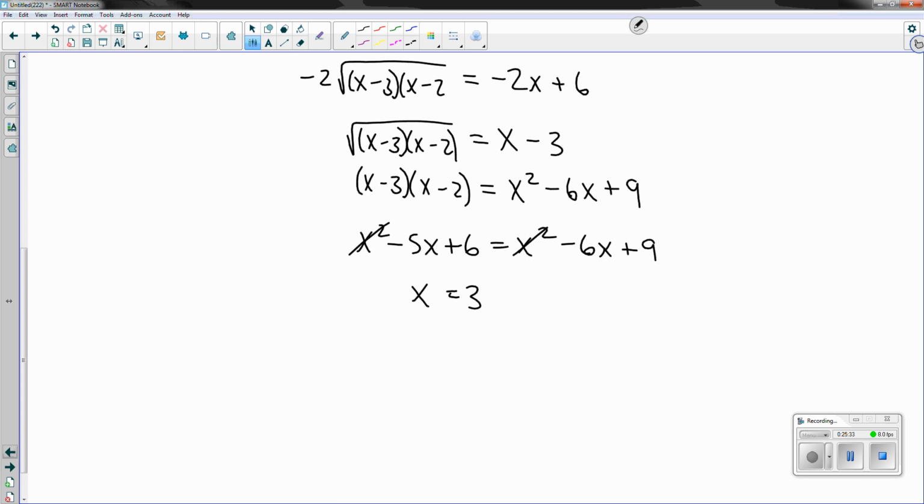So the only solution we found as a result of solving this turned out to be extraneous, and therefore this radical equation has no solution.